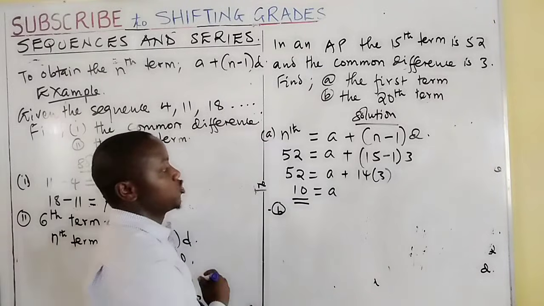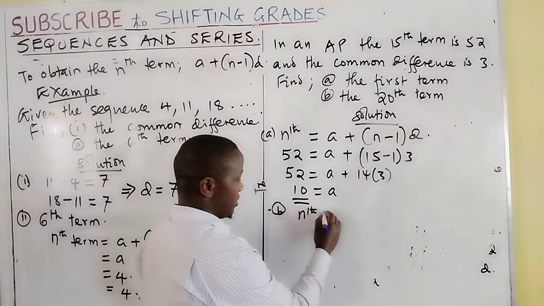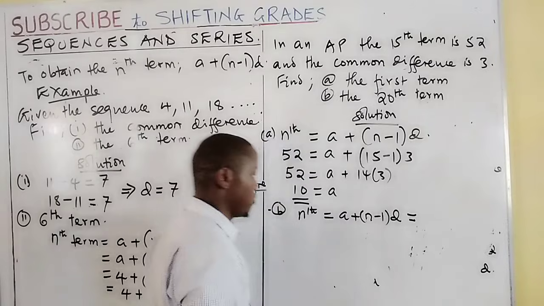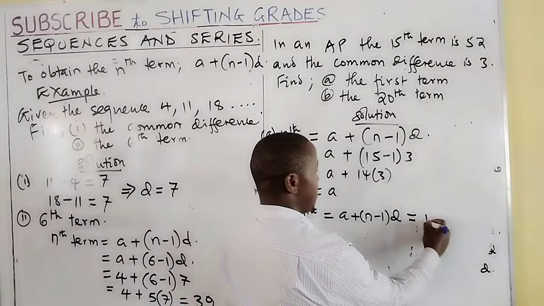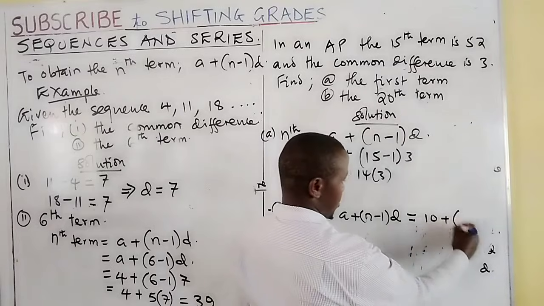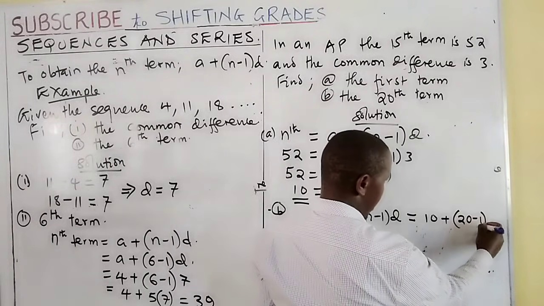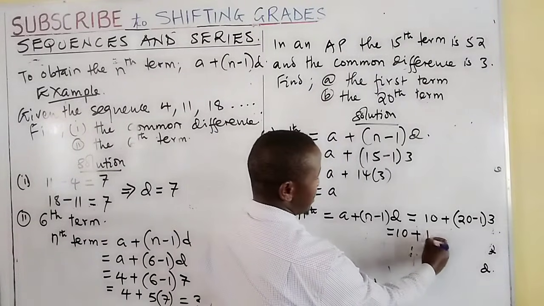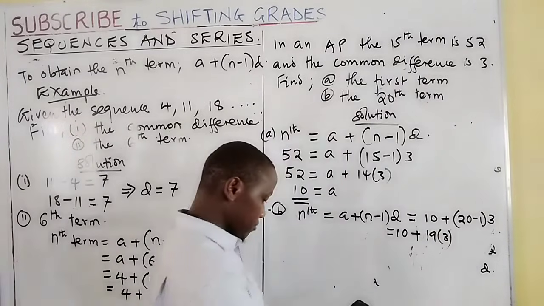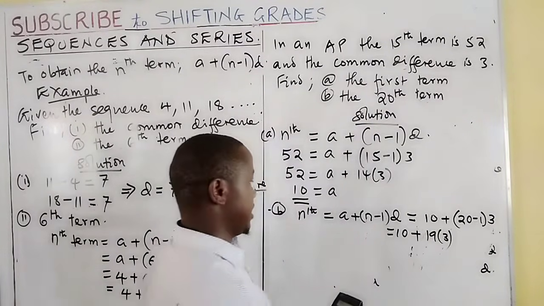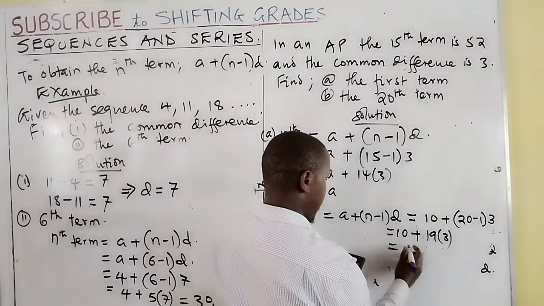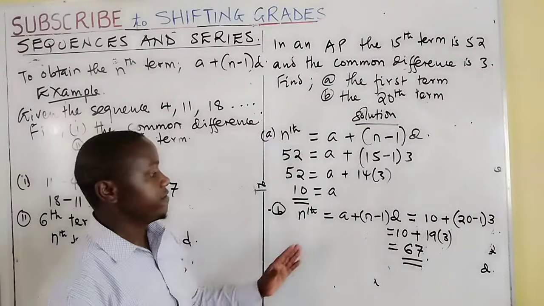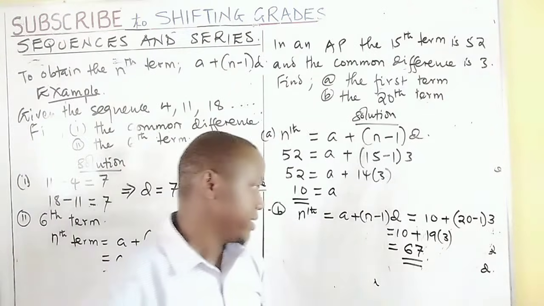Part B of the question, the 20th term. Remember, the nth term is given by a plus n minus 1 multiplied by d, meaning that for us to obtain the 20th term, we shall have the first term already calculated as 10, plus 20 minus 1 into d, which is 3. So this will be 10 plus 19 multiplied by 3. So 19 by 3 is 57, and 57 plus 10 gives us 67. Therefore, for that case, the 20th term will be 67.